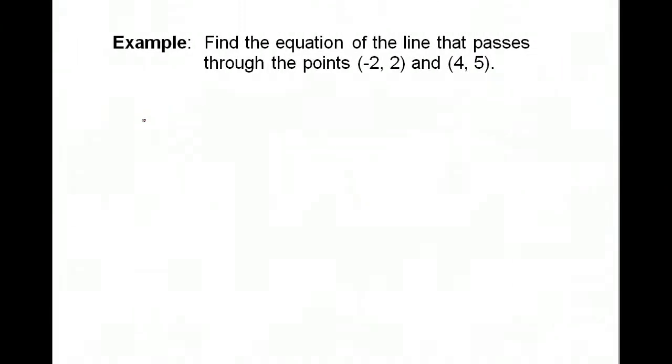Alright, here's my next problem. Find the equation of the line that passes through the points (-2, 2) and (4, 5). I'm looking for y equals mx plus b. I don't know m and I don't know b. Well, the first thing you must always have is the slope. So let's figure that out.